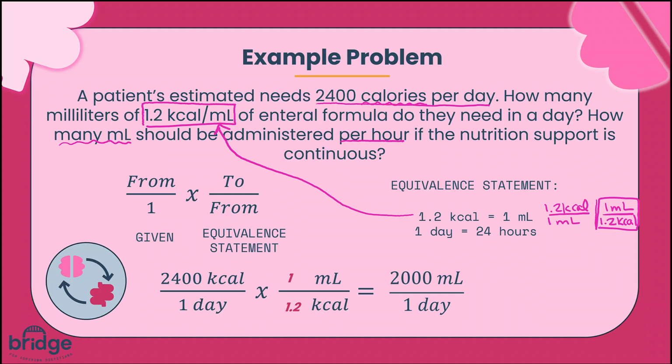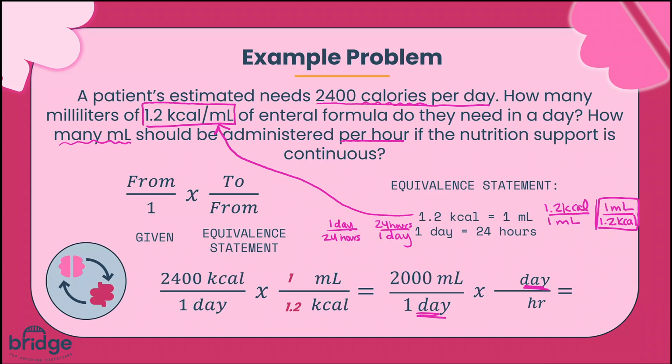But the second part of this problem says how many need to be administered per hour if it's running 24 hours a day. So every 1 day is 24 hours. We can write our equivalent statement this way, or we can write it this way. We want to convert from days now into hours. So we want to get rid of this unit on the bottom right here. In order to get rid of that unit, this one is a little bit different than what we've seen before, but it works on the same principle. That unit needs to go in the top so that they cancel out.